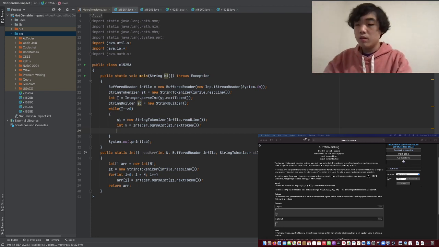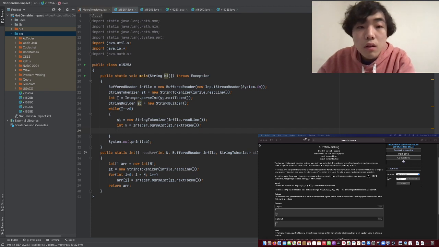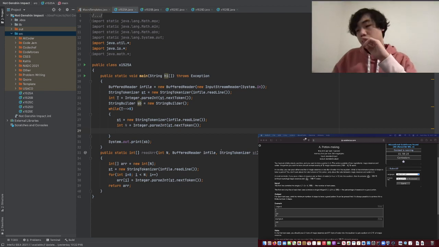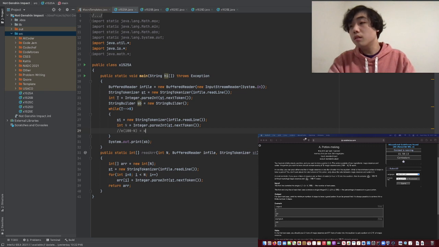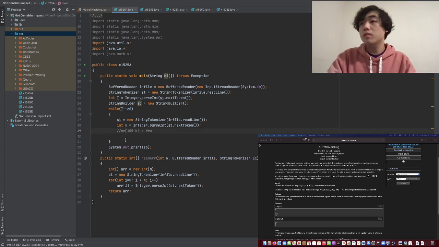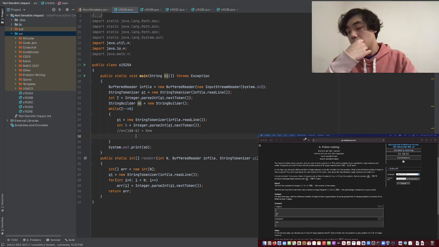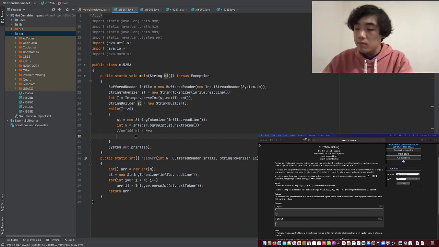So pretty much we want the percentage of essence, which is E over E plus W, to be equal to K, or N over 100. So 100E is equal to NE plus NW. So it's E times (100 minus N) is equal to N times W. So E over W equals N over (100 minus N). Okay, so this is GCD stuff.